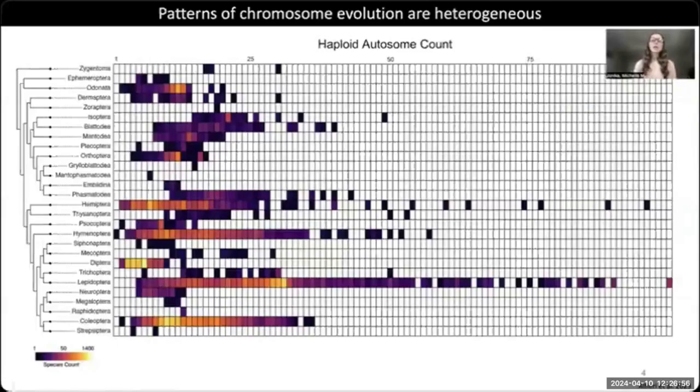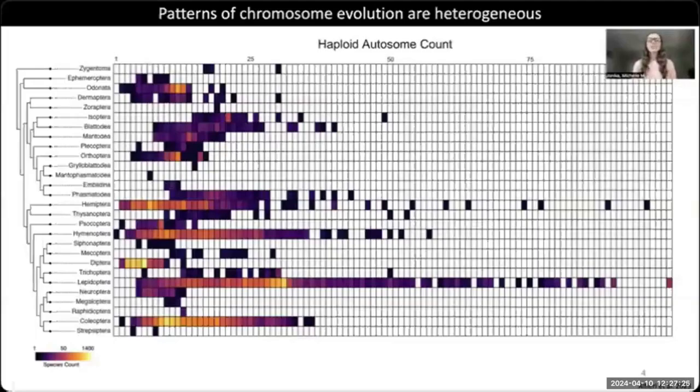So in this plot pictured here, we have more than 16,000 chromosome number observations. Along the vertical axis, we have a phylogeny of insect orders, and along the horizontal axis is the haploid autosome count. And within each bin of haploid autosome count is a color based on the number of observations within that order for the given autosome count. Warmer colors indicate a higher number of observations, while cooler colors indicate a lower number of observations.